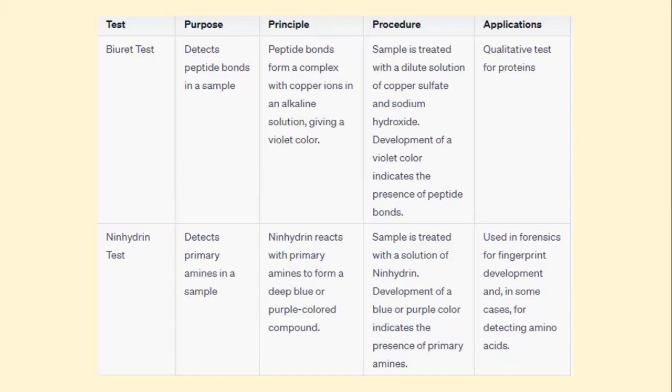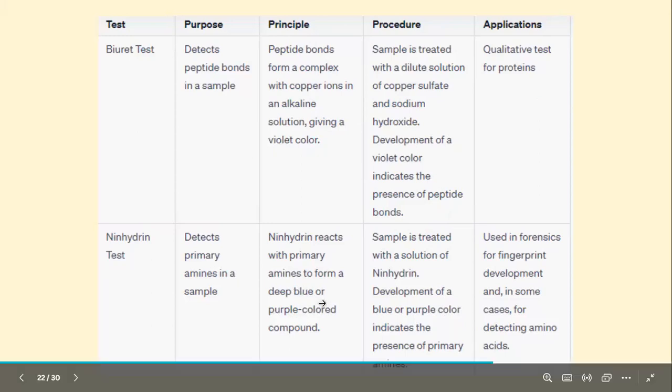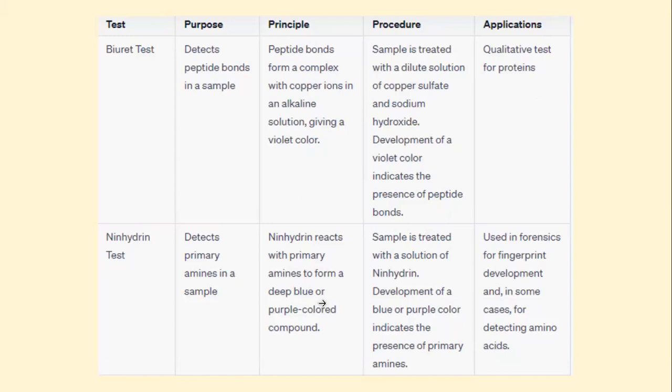Here the sample is treated with a dilute solution of copper sulfate and sodium hydroxide. If you see a violet color, it means peptide bonds are present, which means there is a protein. So what is the principle? Peptide bonds form a complex with copper ions in the alkaline solution, which gives a violet color. It is a qualitative test. As I have mentioned, it just gives you an idea if there is protein in it or not. It will not tell you what type of amino acid or protein it is, only that peptide bonds are detected.